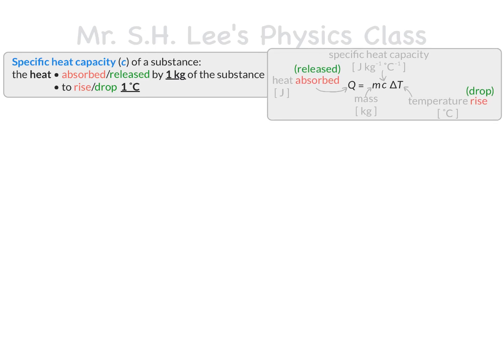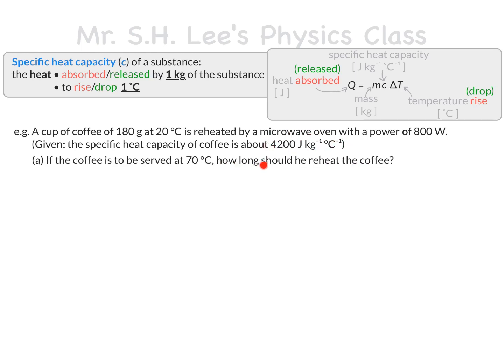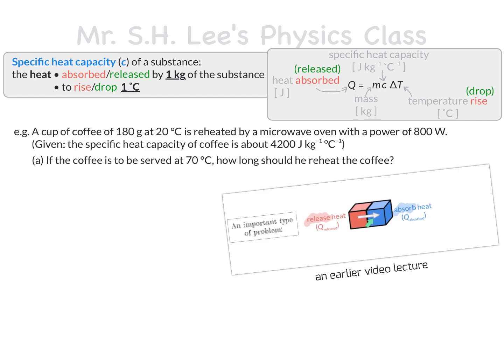Let's now work on a problem about specific heat capacity. Suppose now I have 180 grams of coffee at 20 degrees Celsius. Well, that's pretty bad. And so I want to reheat it with a typical microwave oven with a typical power of 800 watts. Assuming that the specific heat capacity of coffee is about the same as water, that is 4,200 joule per kg per degree Celsius, how long should I reheat the coffee if I want it served at 70 degrees Celsius?